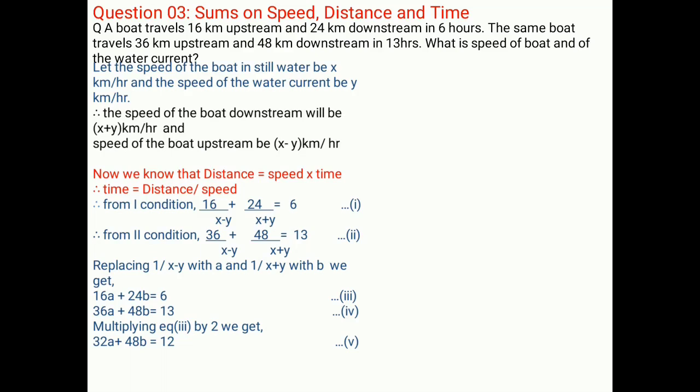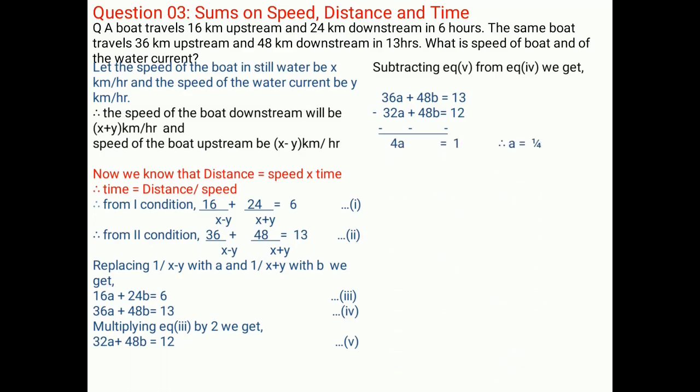And as you might know, we have to subtract the equation with lesser constant from the equation which has a greater constant. Therefore, subtracting equation 5 from equation 4, we get 36a plus 48b is equal to 13 minus 32a plus 48b is equal to 12. Subtracting causes change in sign and I get 32 in minus, 48 in minus and 12 in minus. This gives me 4a is equal to 1. Therefore, a is equal to 1 upon 4.